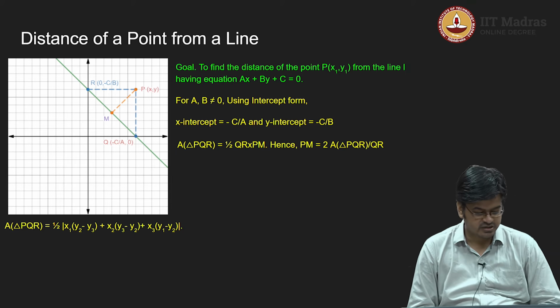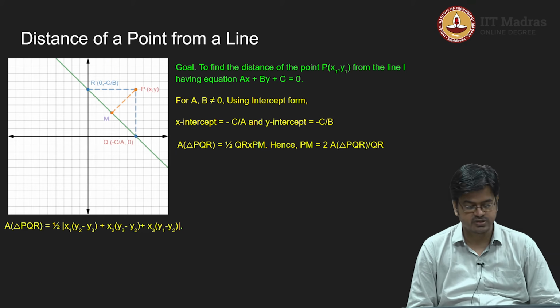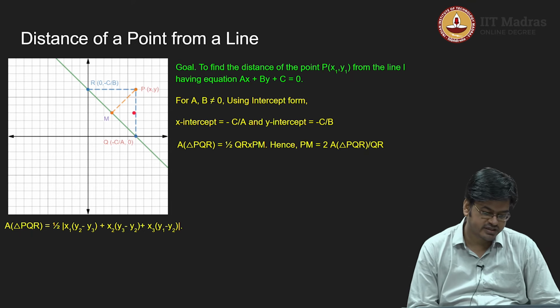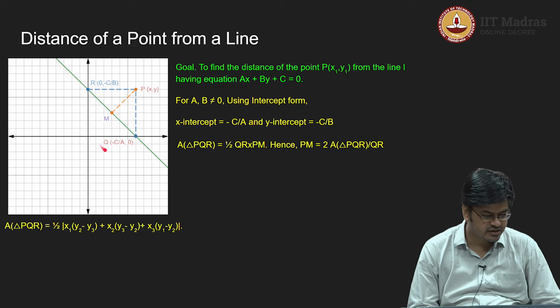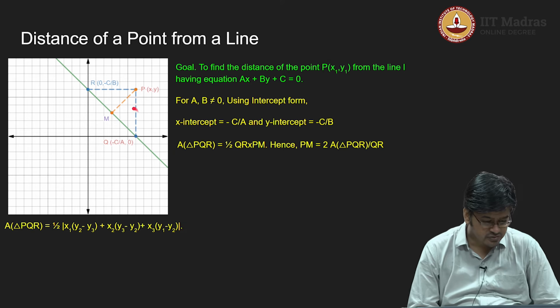So, let us start with x1 y1. The x1 y1 is the first coordinate. Remember, you will always take this in anti-clockwise direction. So, I will start with this coordinate, then I will go to R and then I will go to Q. So, this is x1 y1, this is x2 y2 and this is x3 y3 according to the notation that is given in the formula.